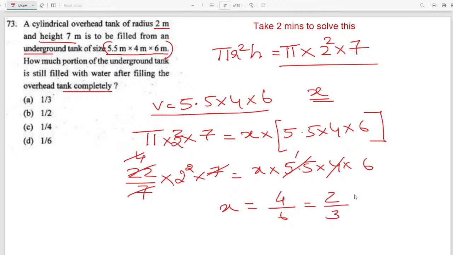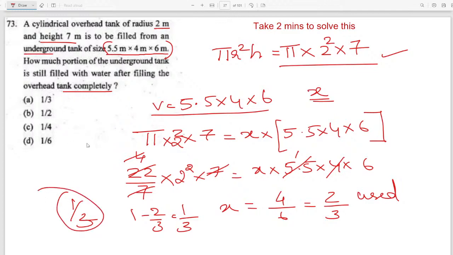So 2/3 of the volume of the tank water is consumed to fill this overhead tank. So if 2/3 is used, then the remaining would be 1/3. That is 1 minus 2/3 would give you 1/3. So 1/3 is the amount of water that is remaining in the tank. So option A is the correct answer. I hope this is clear.